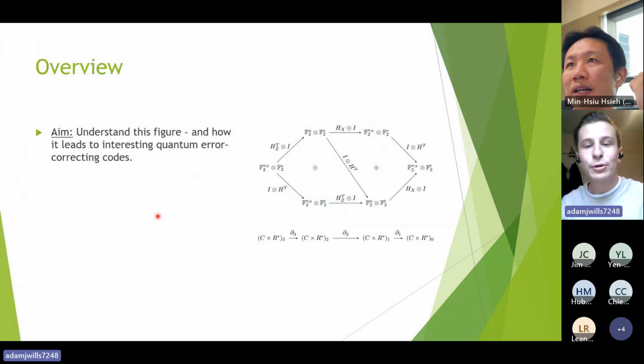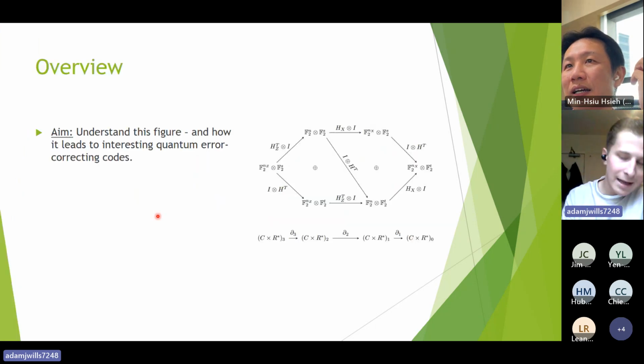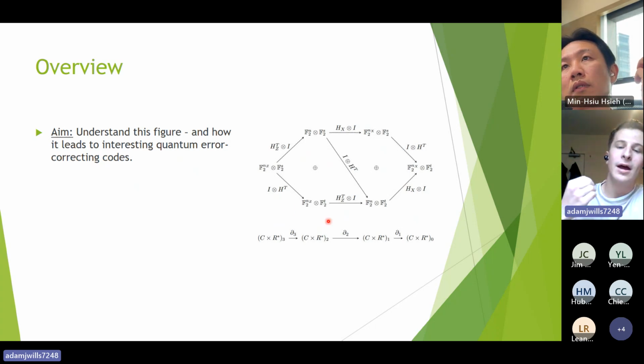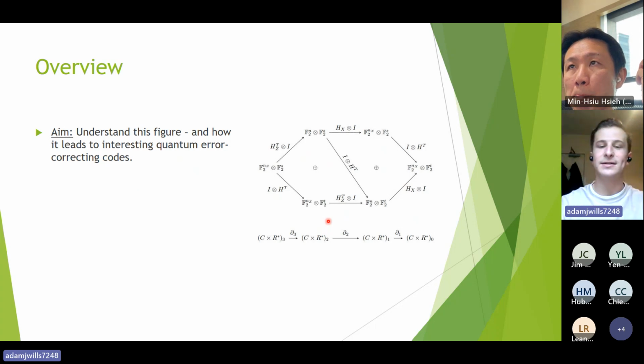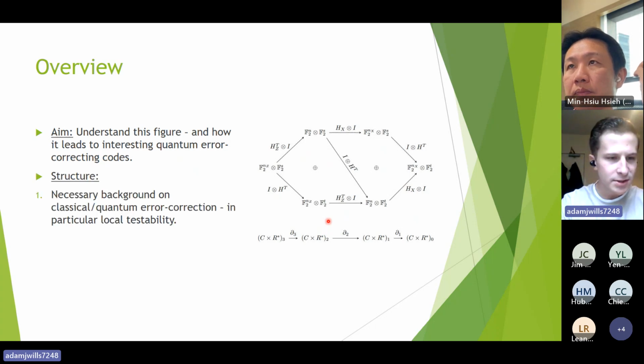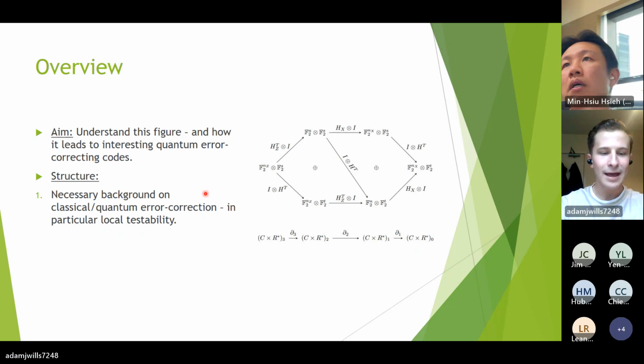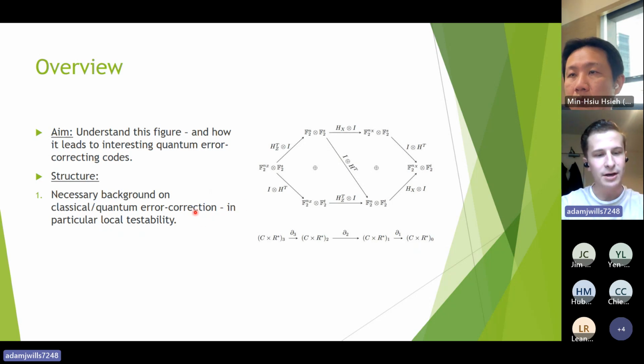So let's get started. I'm pretty much going to state the aim of this talk as explaining to you this figure and why it gives us interesting quantum error correcting codes. I want to tell you where it comes from, what it tells us, and why we care about it. In order to do that, I'm going to have to give you quite an enormous amount of background, I'm afraid. Most of the talk is going to be background in classical and quantum error correction, starting more generally and moving towards more specific things.